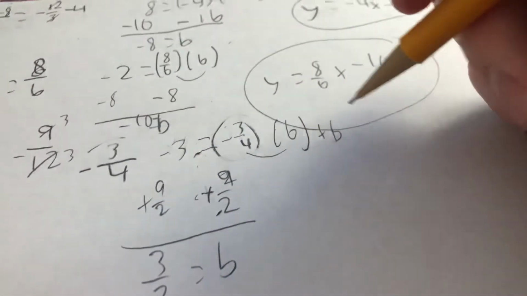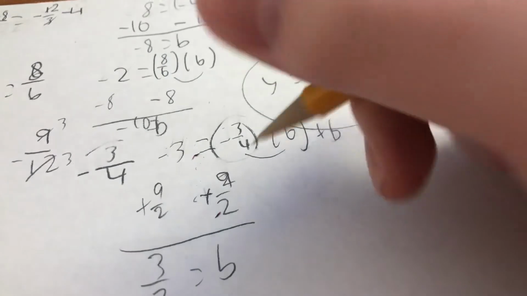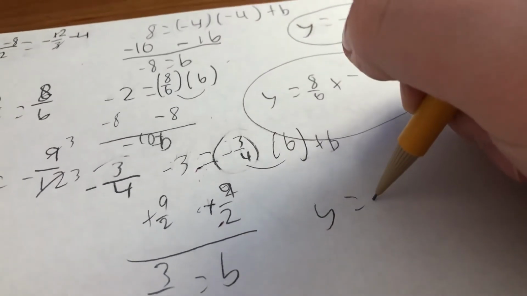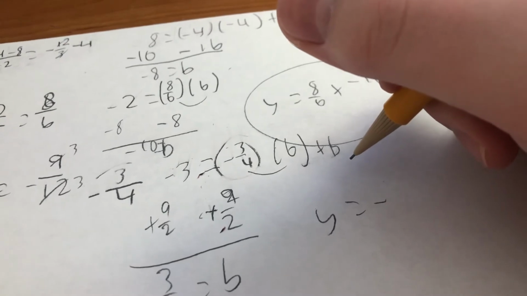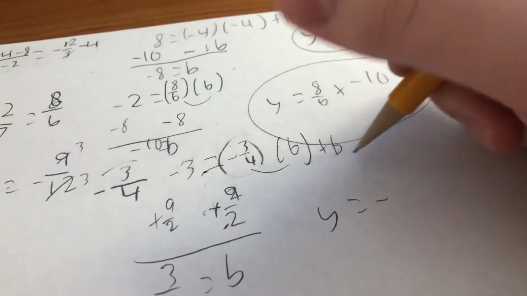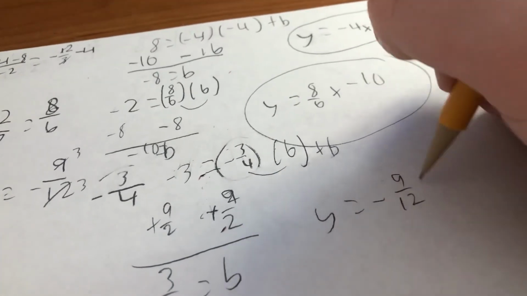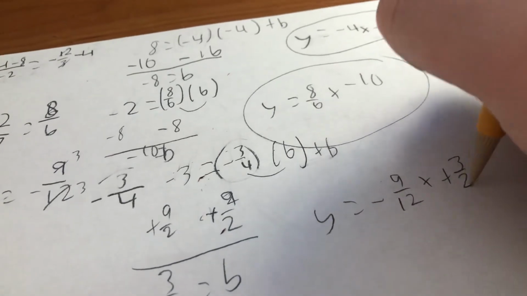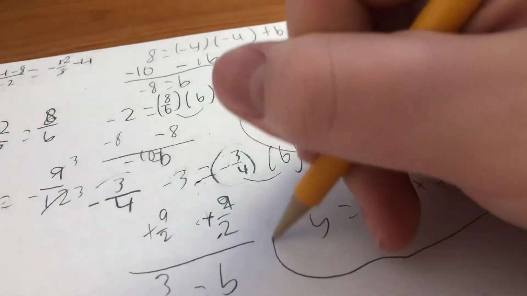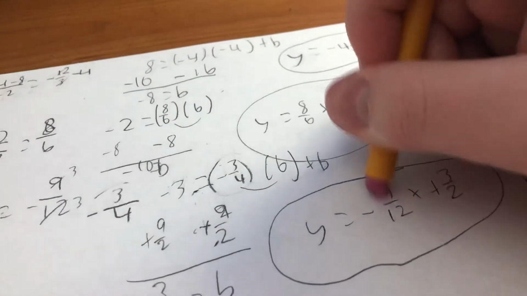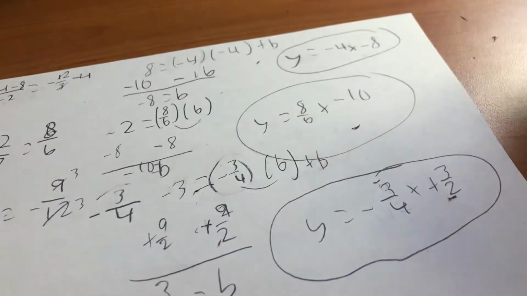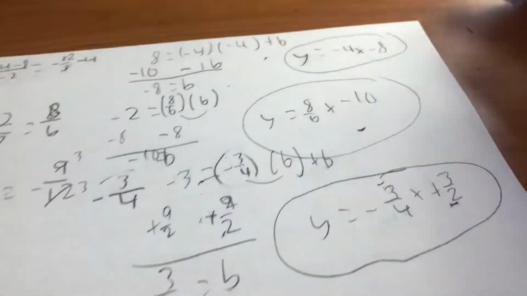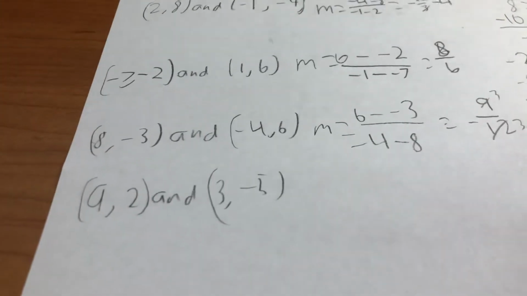And now to assemble our final answer, we are going to have y equals negative 9 over 12 x plus 3 over 2. Oh, I'm sorry. It's supposed to be 3 over 4. And that's our final answer for that one. Now to our final problem.